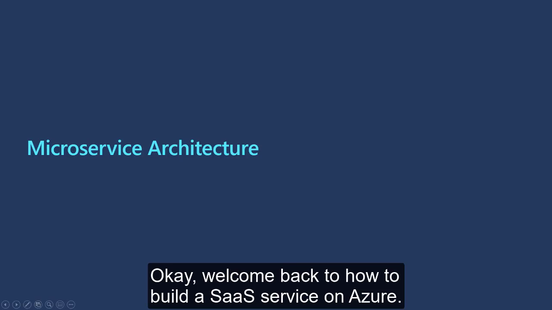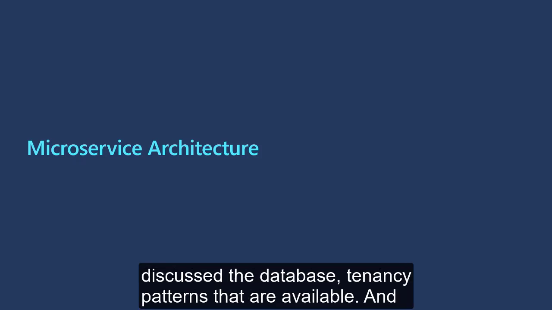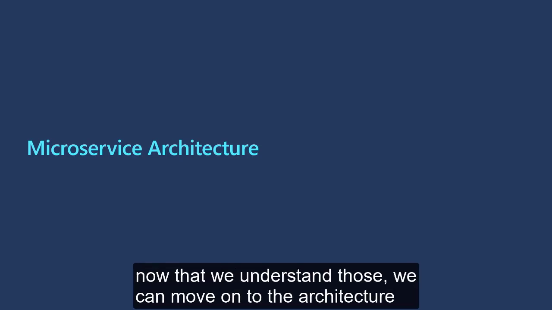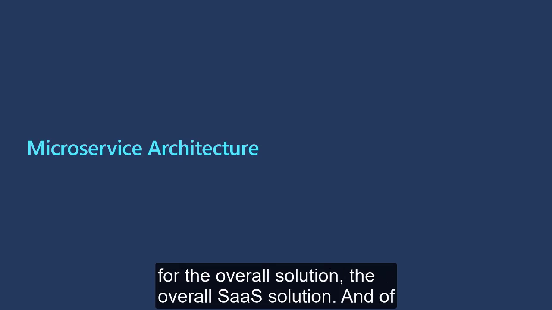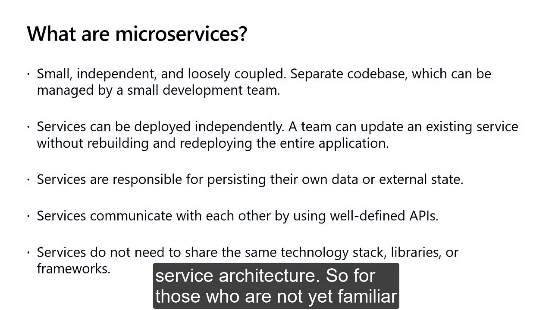Okay, welcome back to how to build a SaaS service on Azure. This is part 3, microservice architecture. In part 2, we discussed the database tenancy patterns that are available. And now that we understand those, we can move on to the architecture for the overall SaaS solution. And of course, with that, we're going to be recommending a microservice architecture.